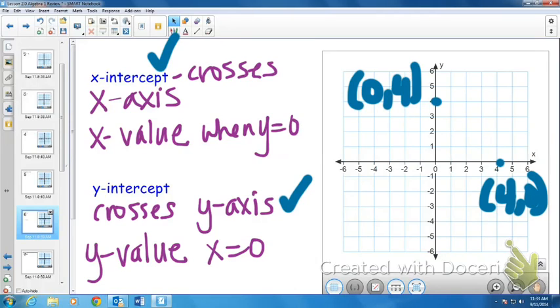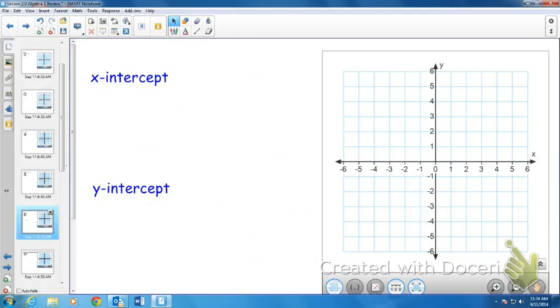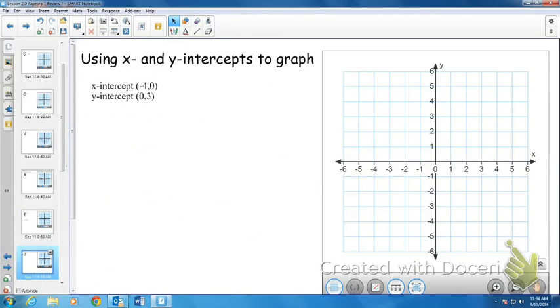So we can actually take a look at a situation like this. We can have the x-intercept of (-4, 0) and the y-intercept of (0, 3), and we can go ahead and graph a line given 2 points. All I need to graph a line is a slope and a point, or 2 points. In this case, I have the point (-4, 0), that would be my x-intercept, and I have the point (0, 3), that would be my y-intercept. Now all I need is a straight edge, and I've got the graph of a line.